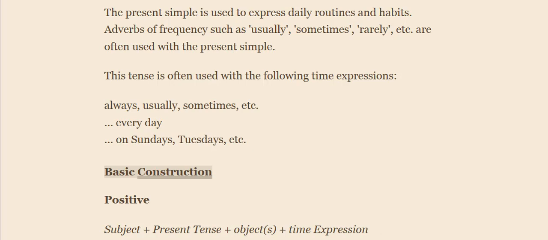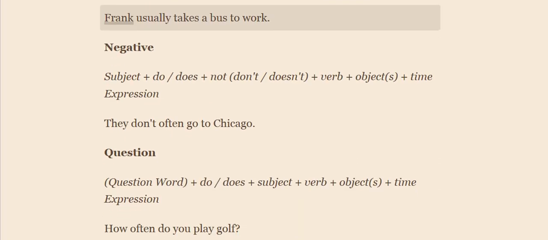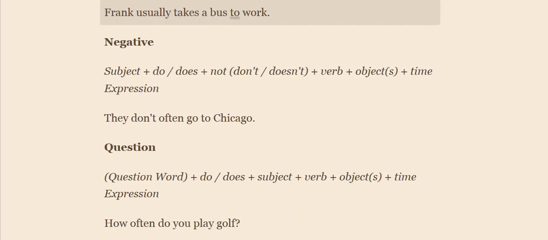Basic construction. Positive. Subject plus present tense plus object(s) plus time expression. Frank usually takes a bus to work. Negative. Subject plus do/does plus not (don't/doesn't) plus verb plus object(s) plus time expression. They don't often go to Chicago.